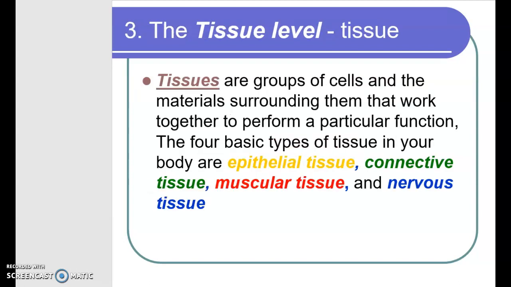Then we move on to the tissue level. And so tissues are groups of cells and materials surrounding them that work together to perform a particular function. So you'll see in the next unit, we'll actually talk about the four different types of tissues found in our body. But we have epithelial tissue, connective tissue, muscular tissue, and nervous tissue. And we'll learn more about these specifics as we progress through this class.